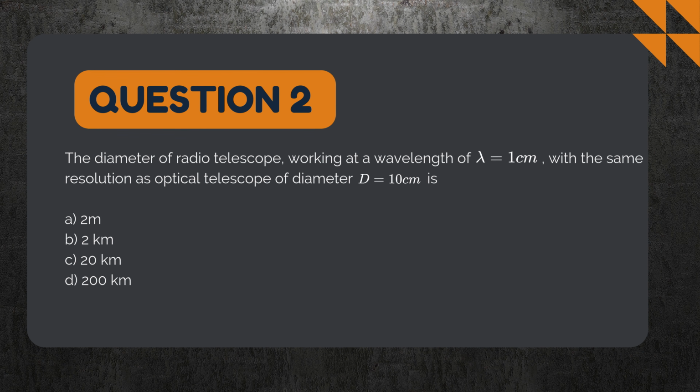Question 2. A radio telescope working at a wavelength of 1 centimeter wants the same angular resolution as an optical telescope of diameter 10 centimeters. What must be the diameter of the radio telescope? Choices: A. 2 meters, B. 2 kilometers, C. 20 kilometers, D. 200 kilometers. Pause the video and try to solve them.